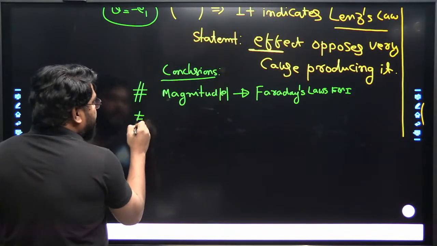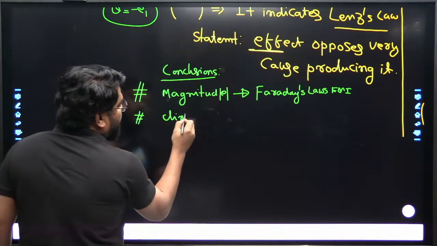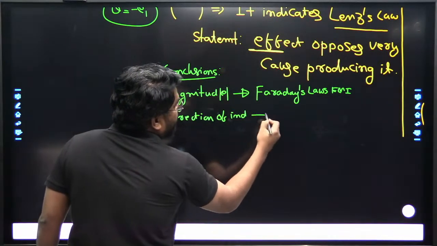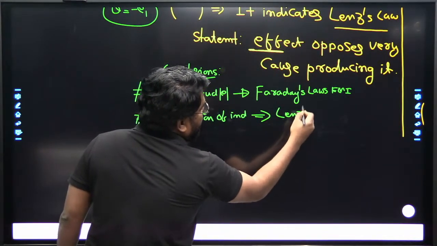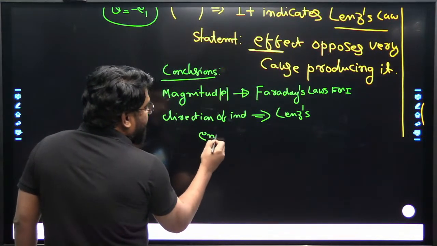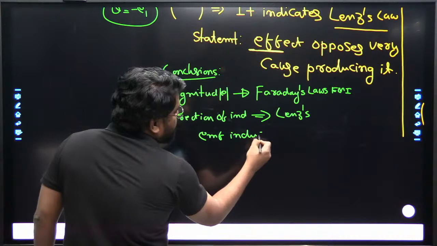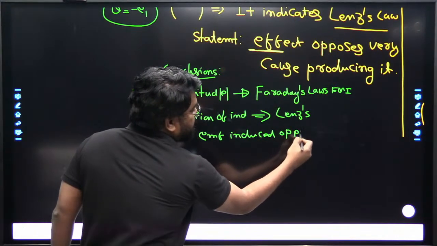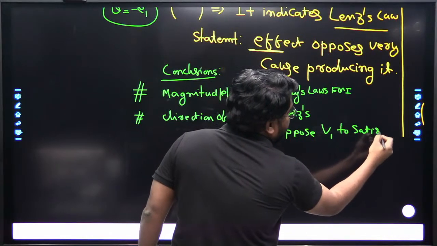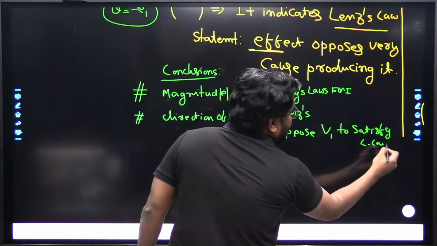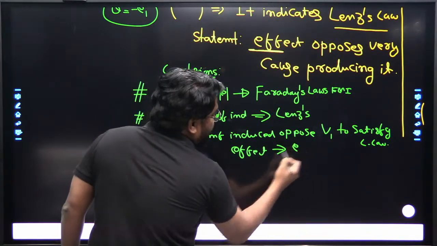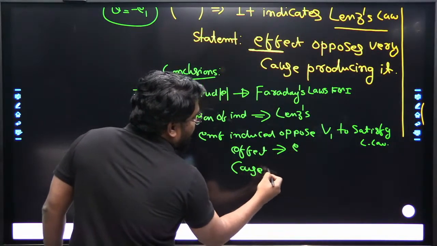And the polarity or direction of induced EMF can be obtained by using Lenz's law. So that means the induced EMF opposes the applied voltage to satisfy Lenz's law. Which one is the effect here? The effect is the EMF, and the cause is the applied voltage.